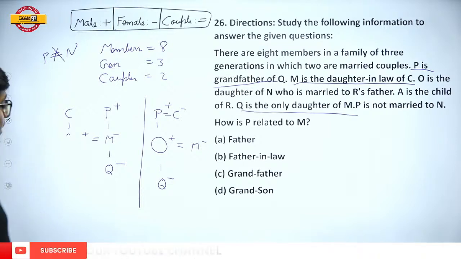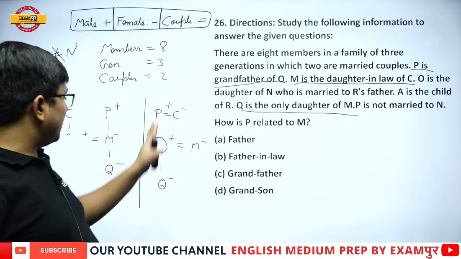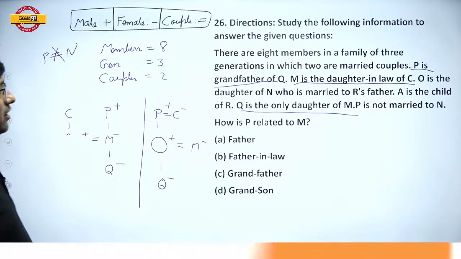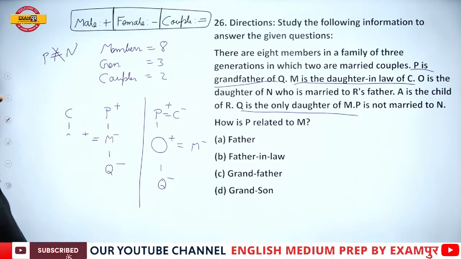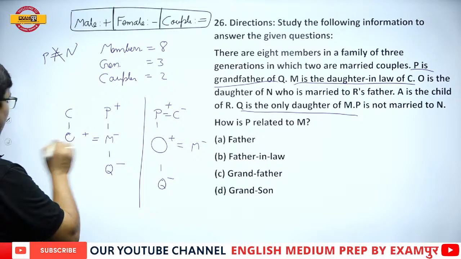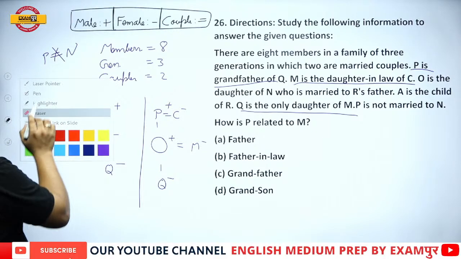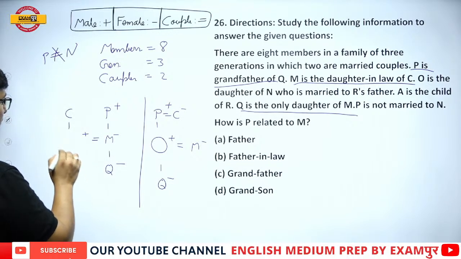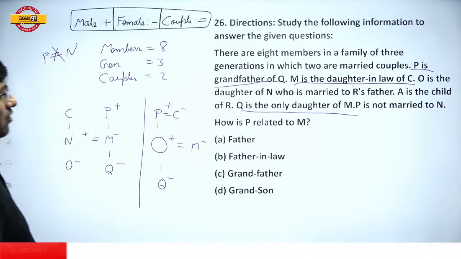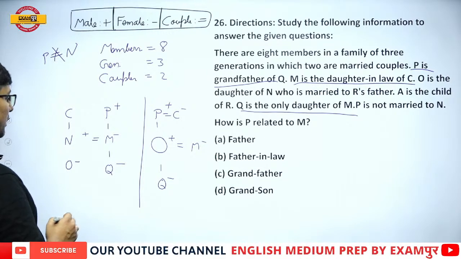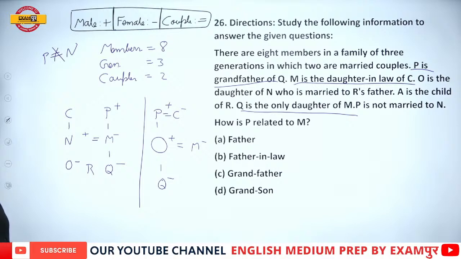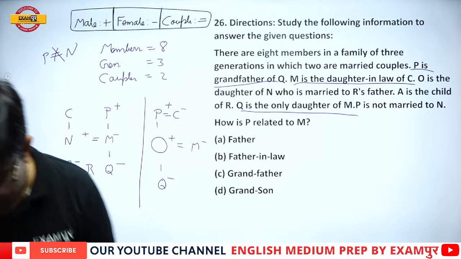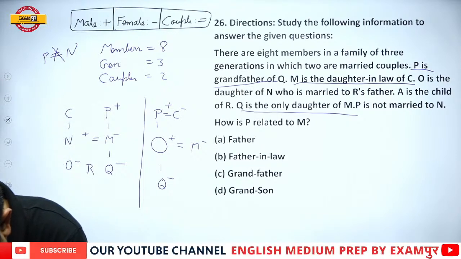Fine. Now listen to me very carefully. So the question is telling P is the grandfather of Q, done. M is the daughter-in-law of C, can be in this way or even in this way. O is the daughter of N, N who is married to R's father. Okay, my dear students, is this what we are getting? Quickly tell me.